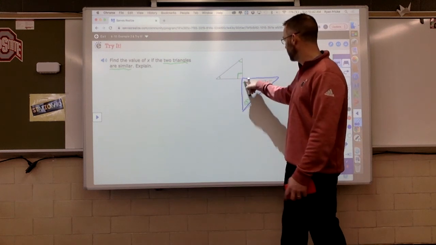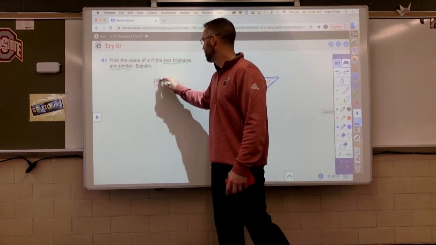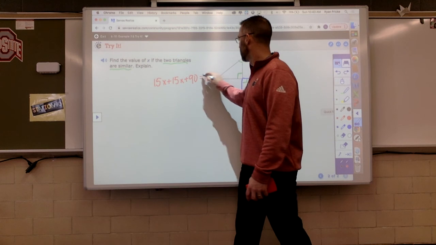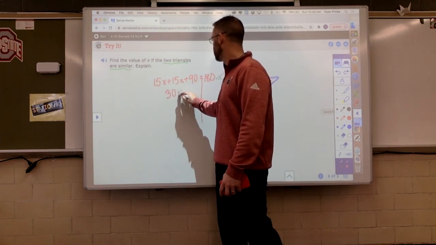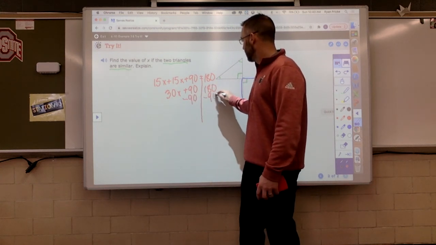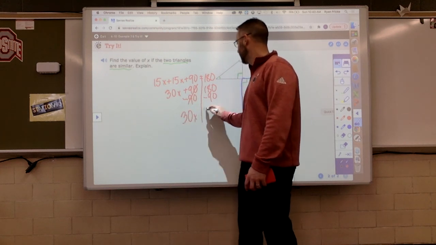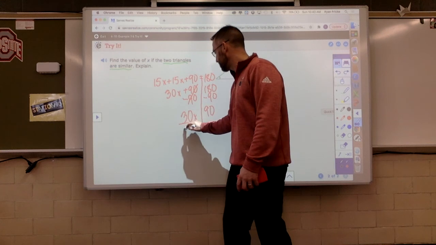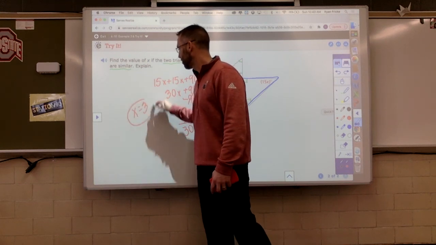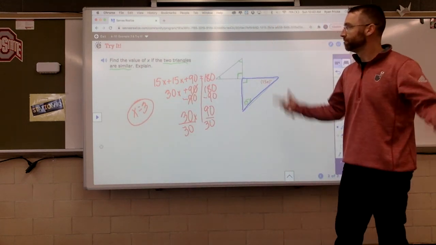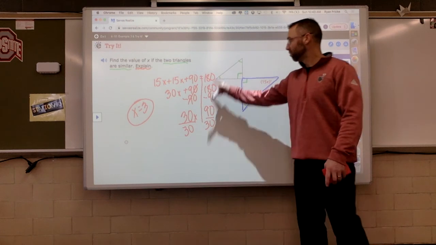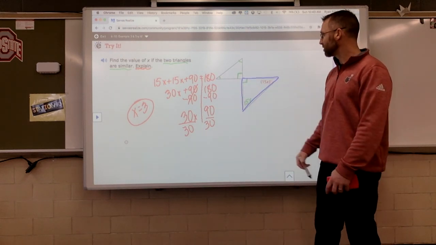Well, I know the three angles together equal 180. Let's combine. This is 30x. We take away the constant term, so let's get rid of the 90. That leaves us with 30x on the left and 90 on the right. Divide by that coefficient, 30, and your variable is equal to 3. There you go. Now, do I need to use words to explain? I don't think so. My work explains how we found the value of x.